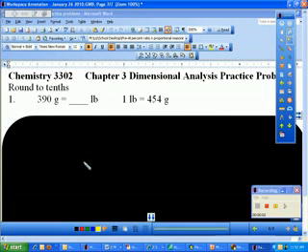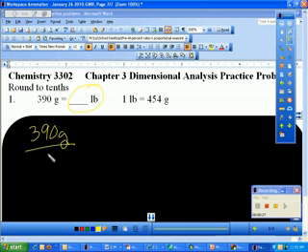Okay, we're going to use a really basic example to help remind you guys of what we started talking about yesterday with dimensional analysis. And in this particular one, we're only going to convert one unit. We're going to do a really simple one. We're going to do 390 grams, and it wants us to turn it into pounds.